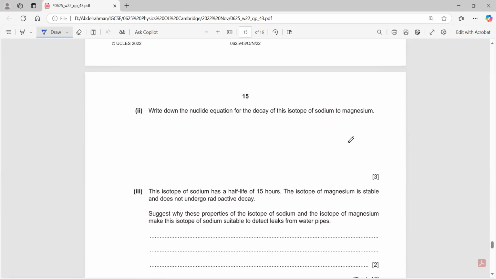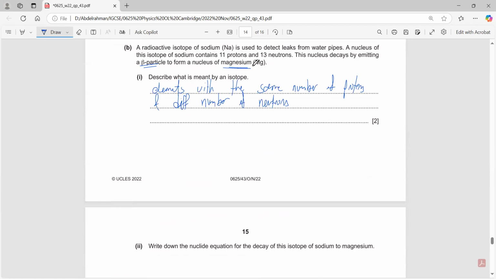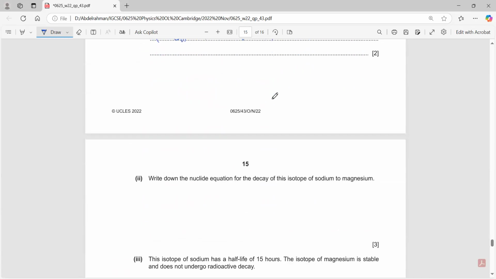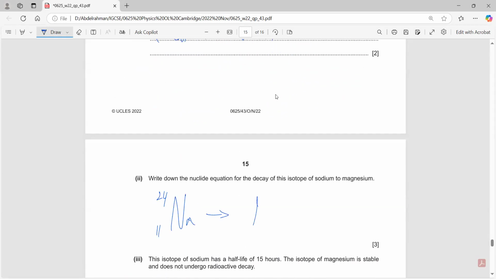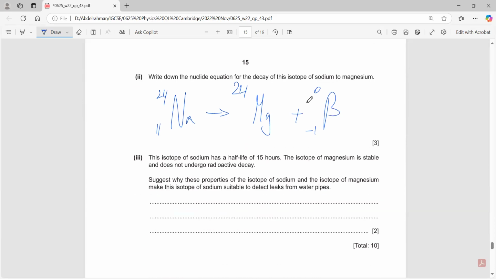Write down the nuclide equation for the decay from sodium to magnesium. Okay, so sodium, Na. What is the mass number? Mass number would be 24. So Na-24 with 11 gives off magnesium, Mg, and beta. We know that the beta is 0, -1, therefore the magnesium has to be 24, and the proton number or the atomic number of the magnesium will increase by 1. Why? Because -1 plus 12 would be 11.